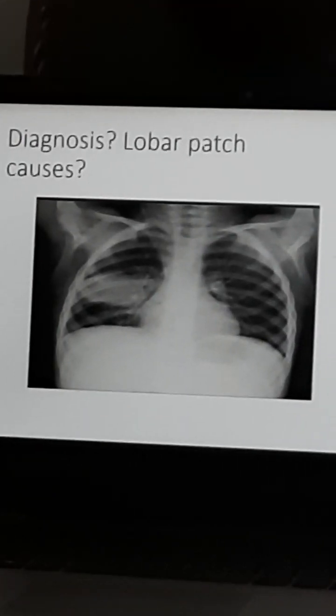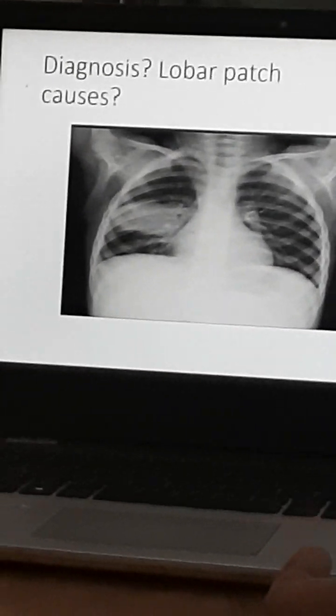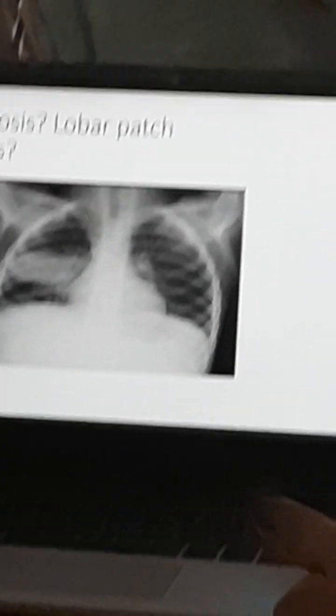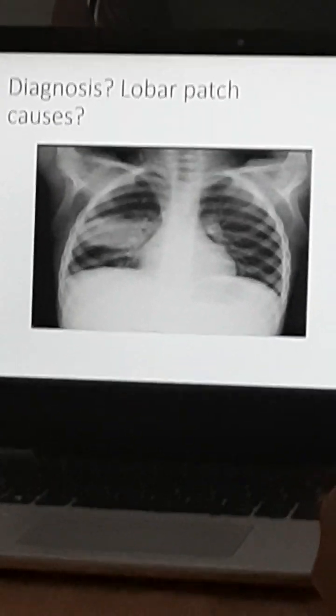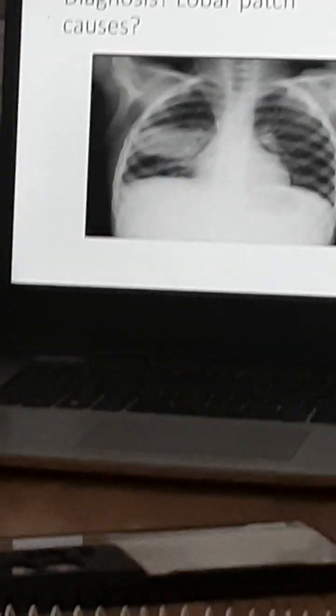Is the answer there? Lobar patch. What are the causes of a lobar patch? Tuberculosis. So there is a radiolucent substance present in my left lower lobe or any lobe. I'm considering it as the middle lobe, right? Right middle lobe.